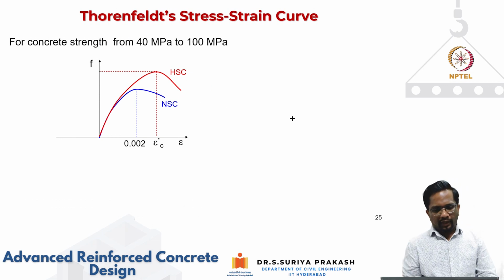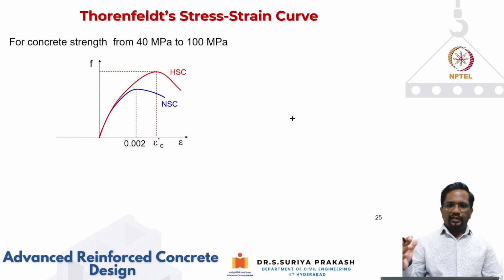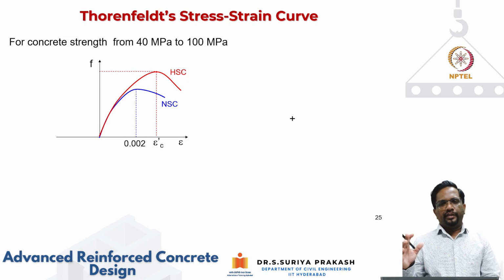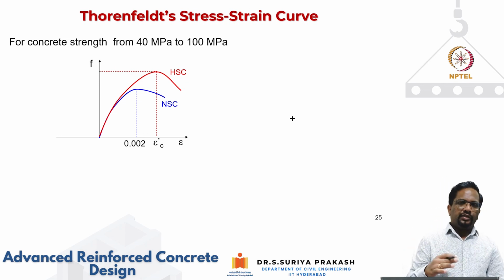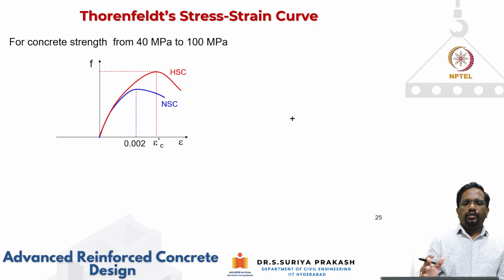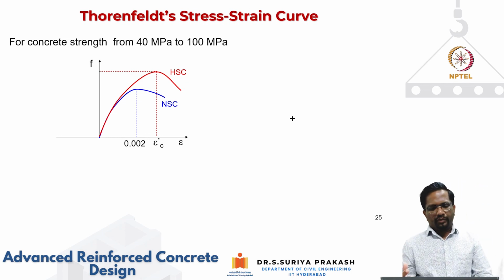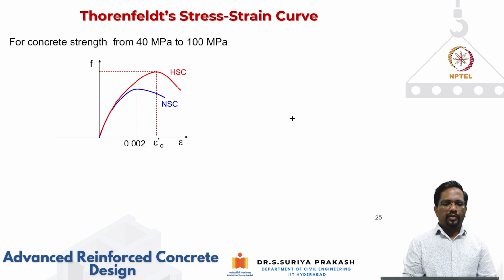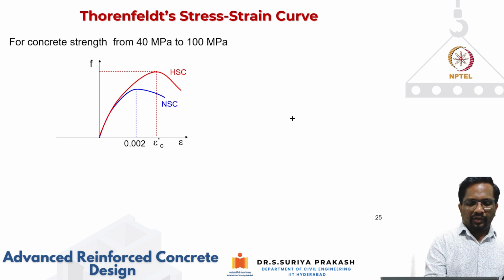Now we have seen that as the strength is increasing, your peak strain is increasing, your elastic modulus is increasing, and your ultimate strain is reducing. So people did a lot of research. One of the very popular models is the one developed by Thorenfeldt. It is valid for 40 to 100 megapascal concrete. You can see here also that the degradation in strength is gradual in normal strength concrete. However, in high strength concrete, it is going to be very steep.